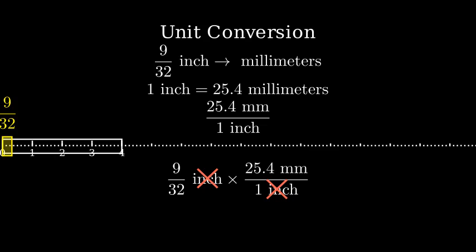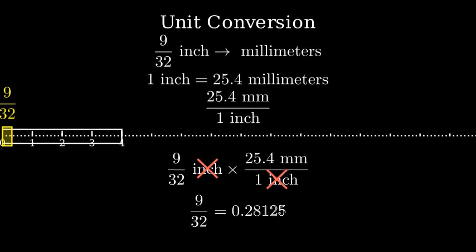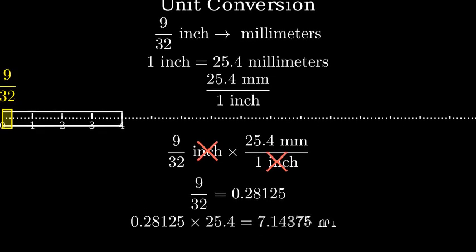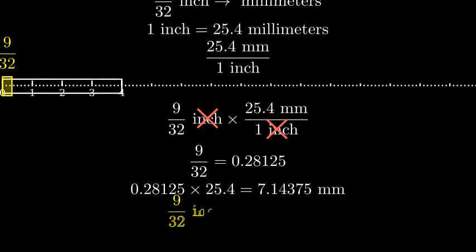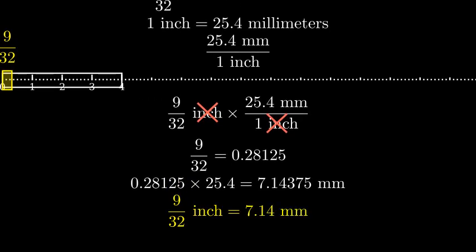First, let's divide 9 by 32. 9 divided by 32 equals 0.28125. Now, we multiply 0.28125 by 25.4. This gives us 7.14375 millimeters. For practical purposes, we typically round to 2 or 3 decimal places. So we can say that 9/32 of an inch is approximately 7.14 millimeters.